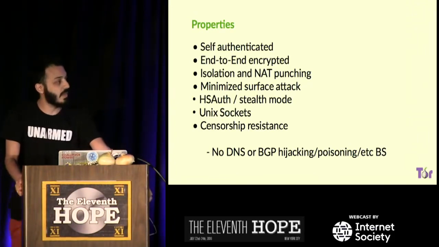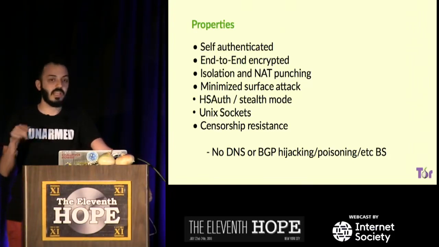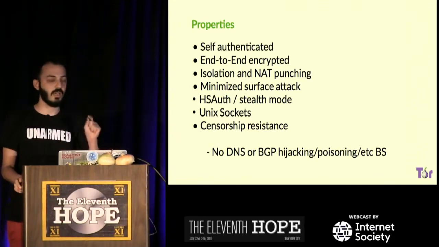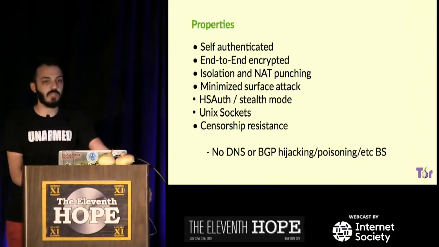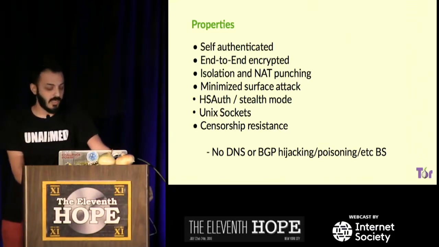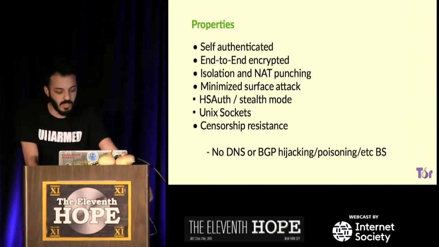You can do a stealth mode that I'm going to talk about a little bit. In stealth mode, even if people somehow find the Onion address, they cannot connect to it directly without the actual key that they need. You can use Unix sockets to basically get rid of TCP in your setup. And they are censorship resistant. Nobody can censor an Onion address. And when you use Onion addresses, there is no DNS or BGP hijacking or poisoning.